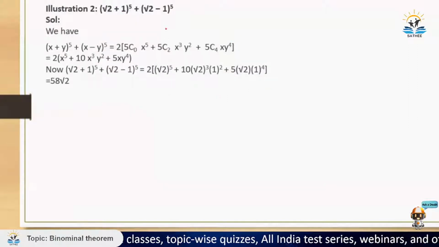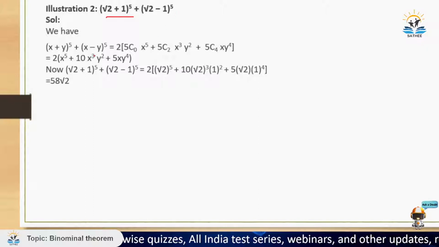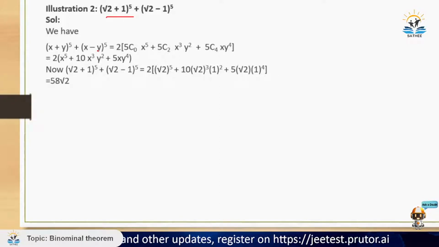Moving ahead, illustration 2 is again (a plus b) power n plus (a minus b) power n. So open it. It will open like this. See, what will happen is that every second term would be negative. Why? Because in the first term it is y power 0, then in the second term y power 1. So minus will come here, and from here plus will come. So those two terms will get cancelled.